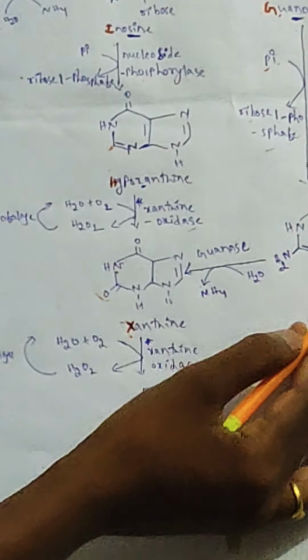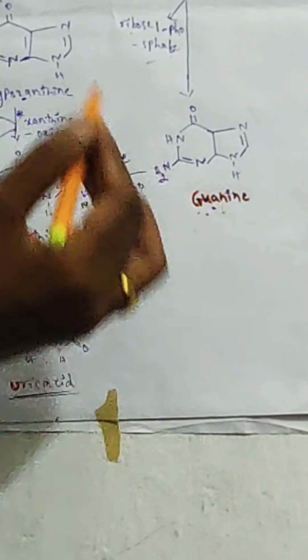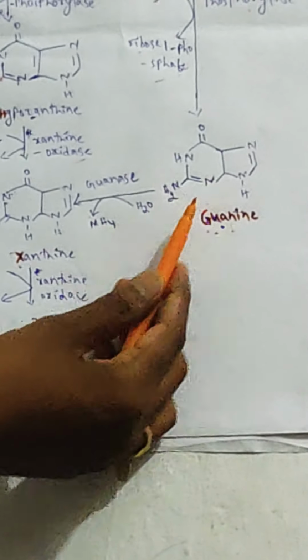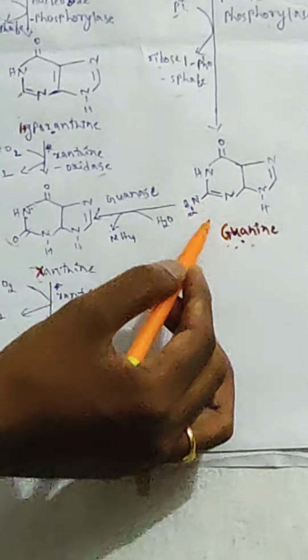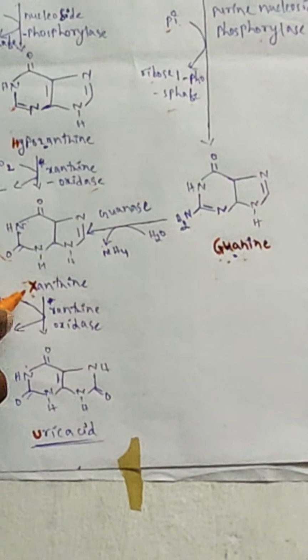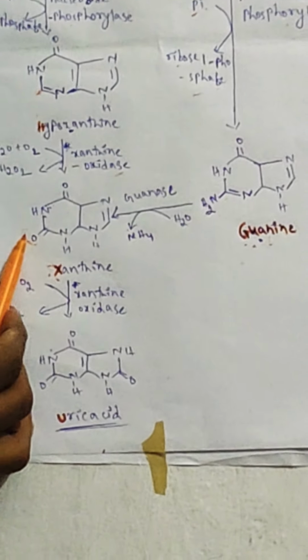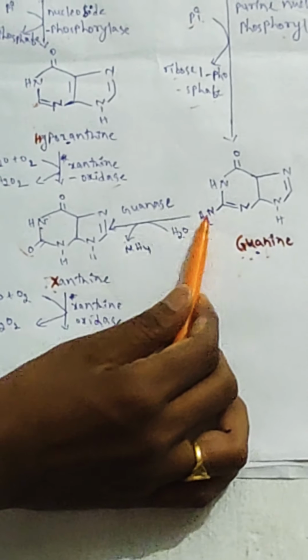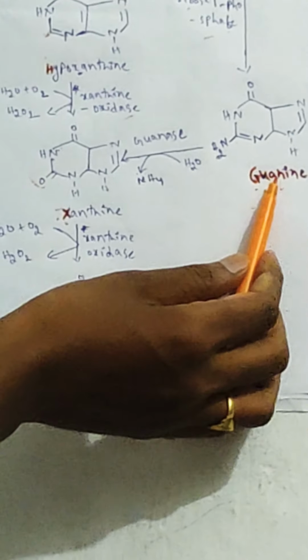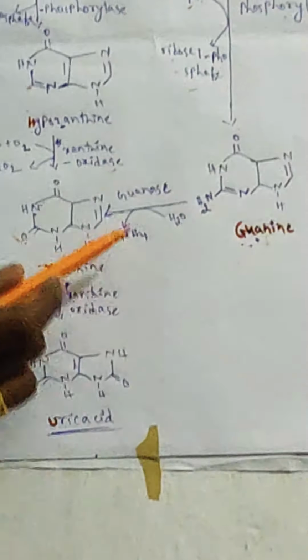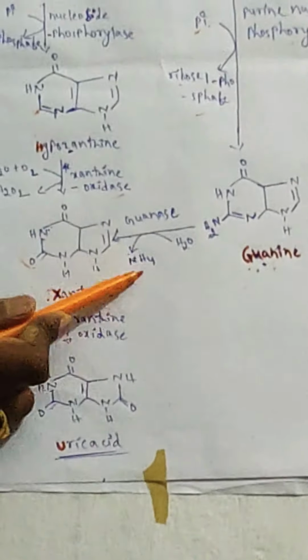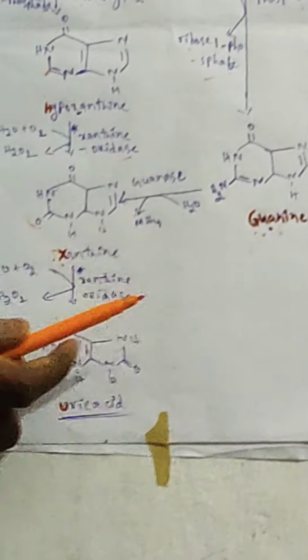Next, here also the guanase enzyme liberates this amino group from guanine and adds an oxygen group here. It will be converted to xanthine. The difference between guanine and xanthine is that xanthine has oxygen here, whereas guanine has an amine group. So guanine undergoes deamination and is converted to xanthine. This reaction is catalyzed by guanase. Here ammonia is liberated in the form of NH4.